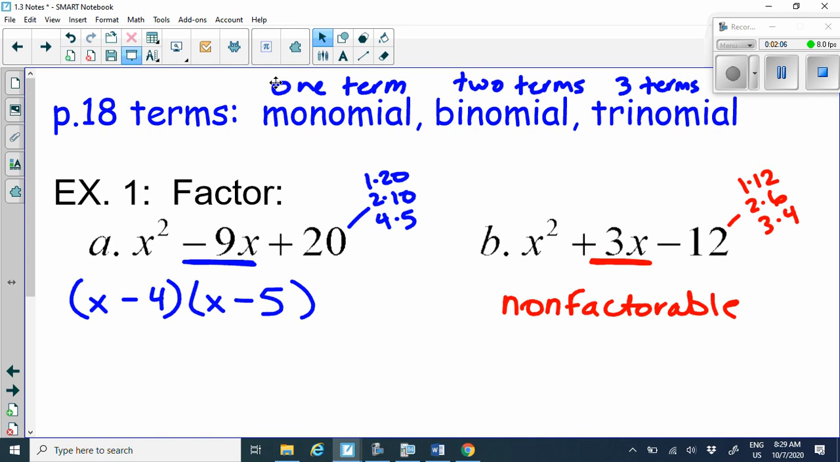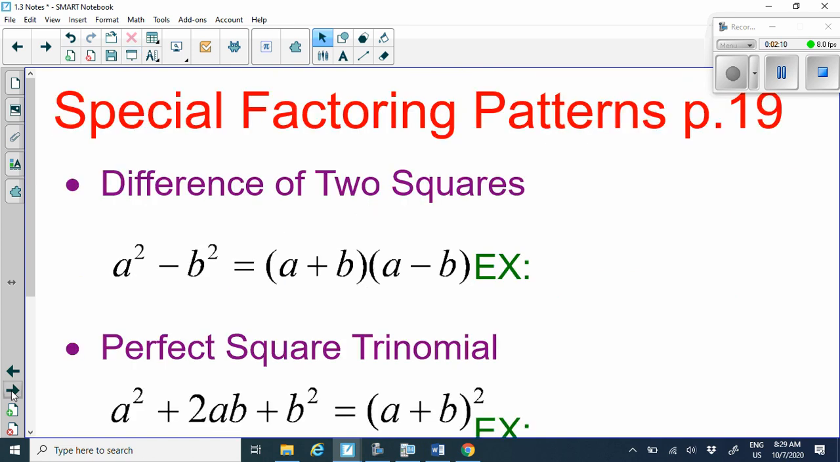Okay, let's talk about more specific types of factoring. So these are special factoring patterns. The first one is what we call difference of two squares. So we have a squared minus b squared, okay? So when we factor that, that's going to be a plus b times a minus b.